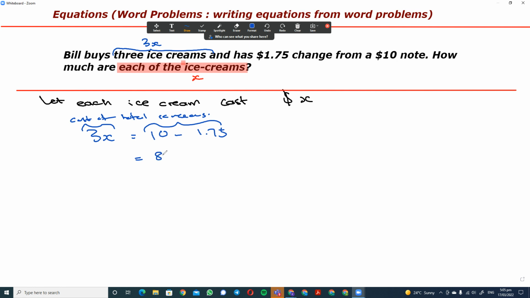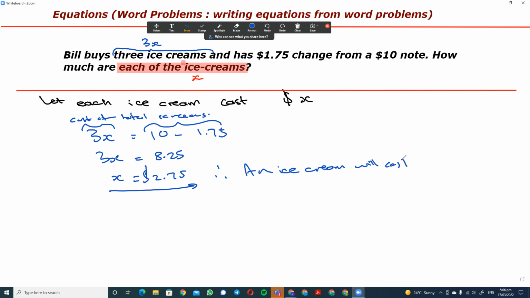That comes to 8.25, and then we divide both sides by 3. We get 2.75. 2.75 is going to be the value of X, and that's the answer, $2.75. So therefore, an ice cream will cost $2.75.